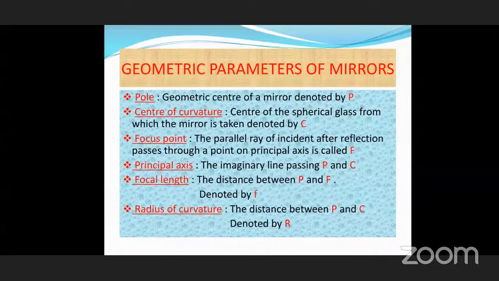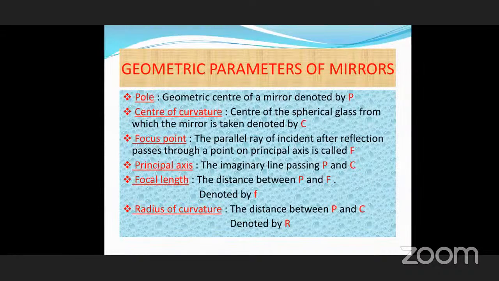And the third one is the focus point. Focus point means the parallel rays incident on the mirror, after reflection, pass through a point on the principal axis. It is called the focus point. Before going to see it, it is better to know what the principal axis is. The principal axis means, as we have discussed, joining the pole and center of curvature, we can draw a horizontal imaginary line passing through P and C, which we call the principal axis. The line joining the pole and center of curvature of any mirror is called the principal axis.